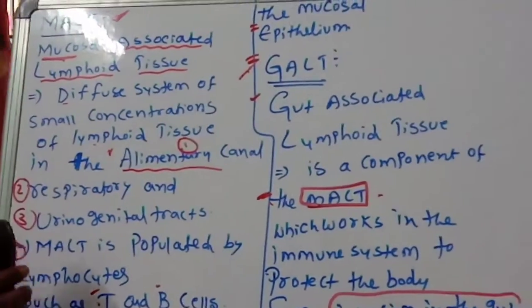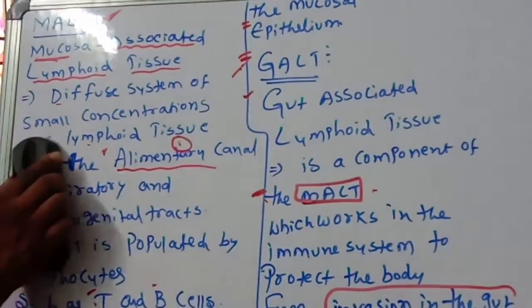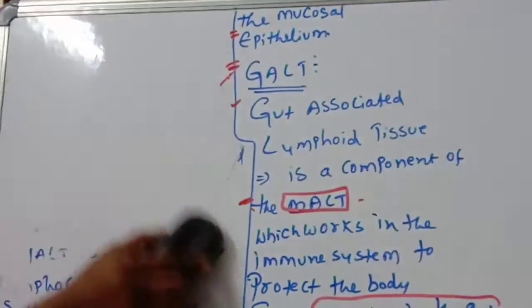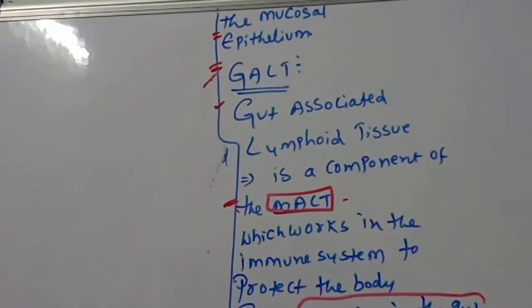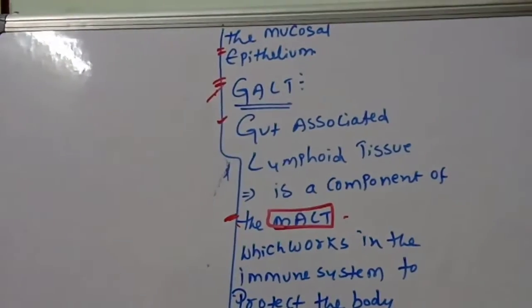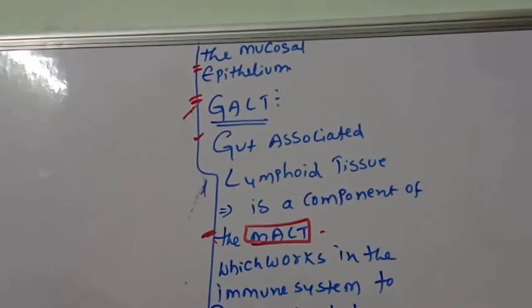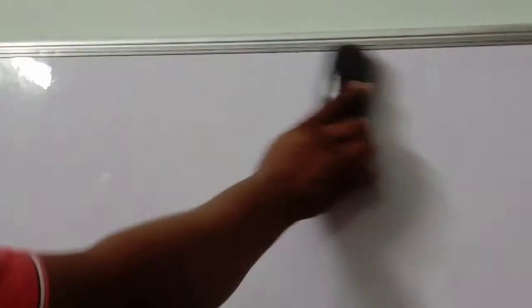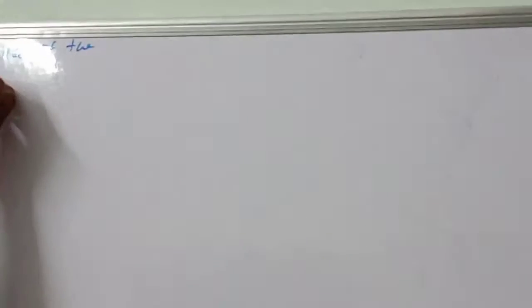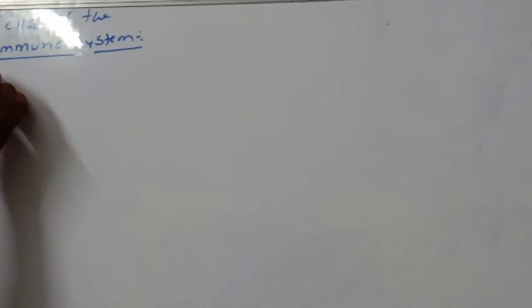Okay children, now we are going to discuss the cells of the immune system. First one, the immune system.